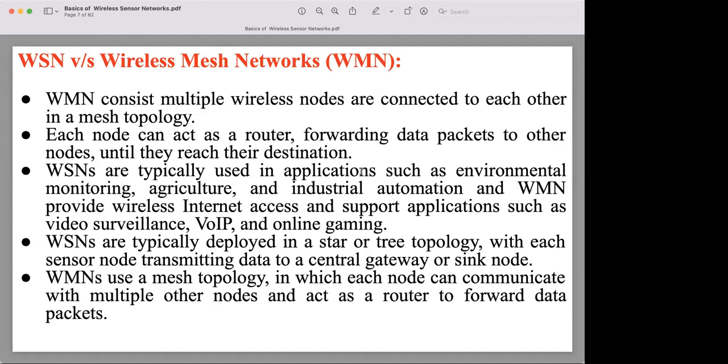Let us go a little bit further. What is the difference between wireless sensor network and wireless mesh network? A wireless mesh network consists of multiple wireless nodes connected to each other in a mesh topology. That means they can connect with each other directly and have a huge number of links between nodes. Each node can act as a router, forwarding data packets to other nodes until they reach the destination. This is the main beauty of the wireless mesh network, as the name itself says, mesh. They form a mesh topology for communicating their data.